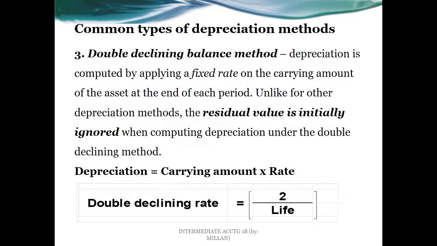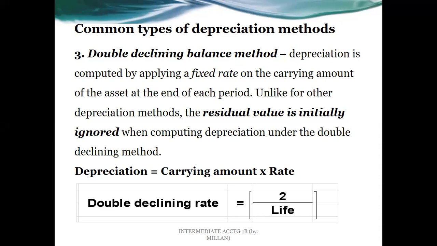And another one is double declining balance method. So in this situation, this is going to change, be variable, but the amount of depreciation would be decreasing. If we look at the trend from the first year onwards, we would see that it is decreasing. So a fixed rate is used to multiply to the carrying amount of the asset. Unlike with the other depreciation methods, we would ignore the residual value.